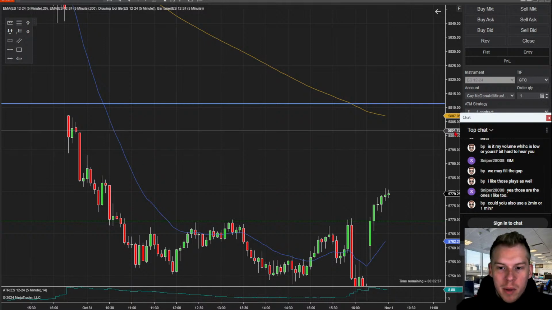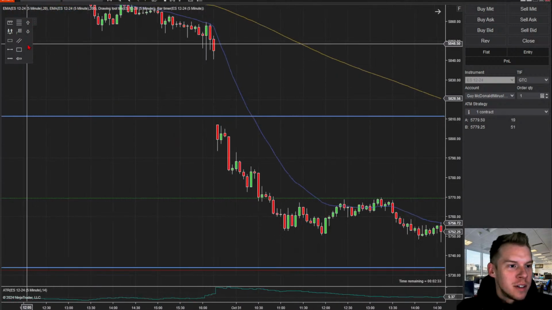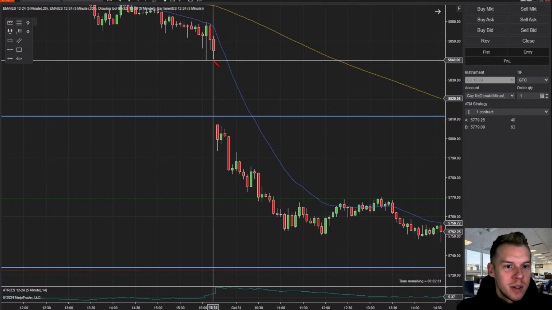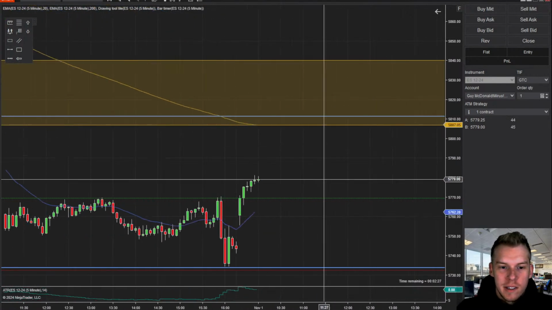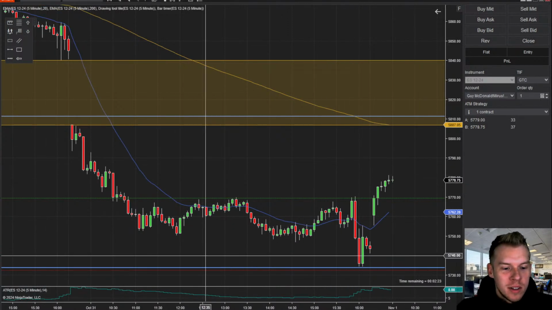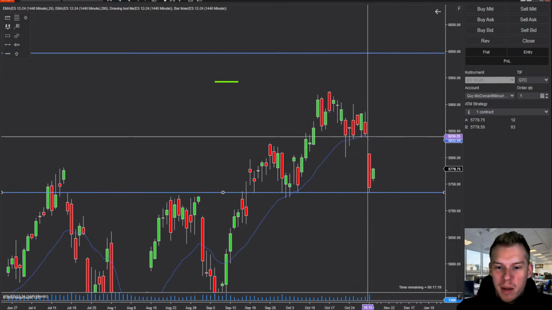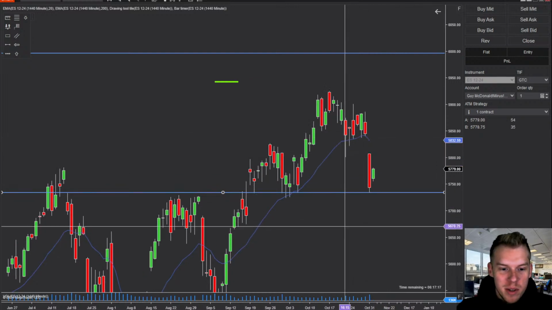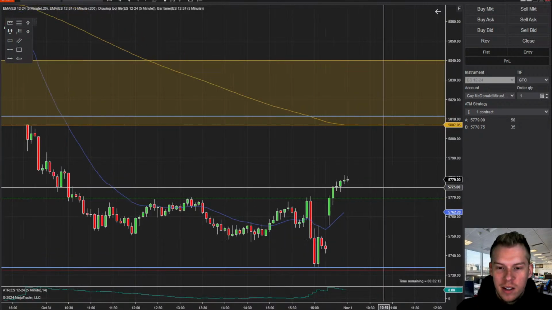BP, you're talking about we may fill a gap. I assume you're talking about this gap here. Let me go ahead and draw on my gap region there. So it's possible, if we look at the daily chart, that we're basically assuming it's going to come all the way back up here, which is possible. I don't think that's likely to happen today.